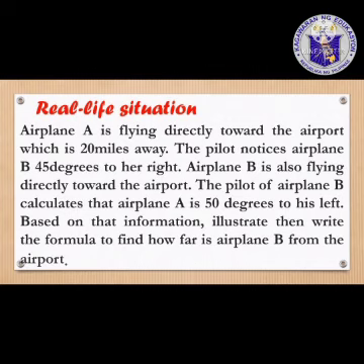And now, please bring out your paper and ballpen and try to answer the given question after reading the situation. Let us have a real-life situation. Airplane A is flying directly toward the airport, which is 20 miles away. The pilot notices airplane B 45 degrees to her right. Airplane B is also flying directly towards the airport. The pilot of airplane B calculates that airplane A is 50 degrees to his left. Based on the given information, illustrate, then write the formula to find how far airplane B is from the airport.